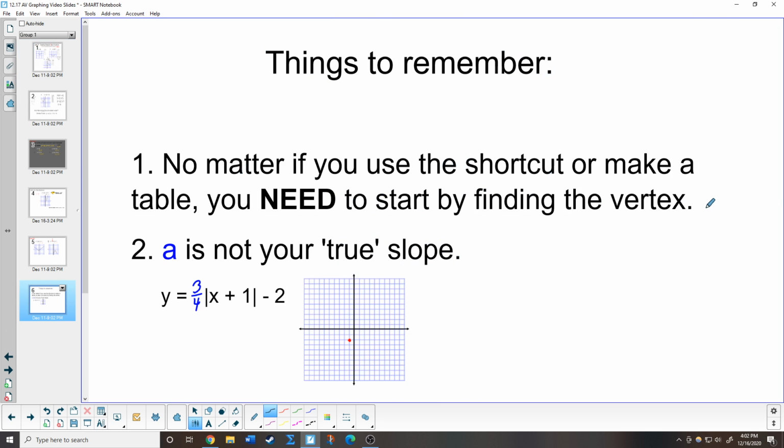Always, always, always start by finding the vertex. And tip number 2. A is not your true slope. All right, too often I see students who do this. They find their vertex, which here is -1, -2. There it is. And then they use 3/4 and they go up 1, 2, 3 over 1, 2, 3, 4. They put a point there. And then they use this slope in the other direction, almost like they're doing -3, -4, like a real slope could do. So they go down 1, 2, 3 over 1, 2, 3, 4. And then they just graph a straight line. Don't do it. All right, remember absolute value looks like a V. And that is all we have for you.